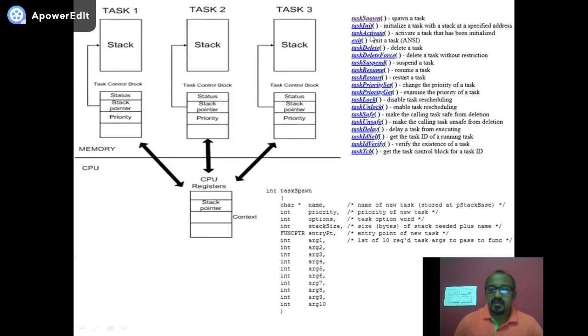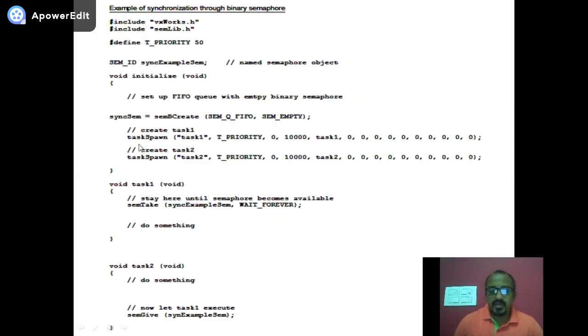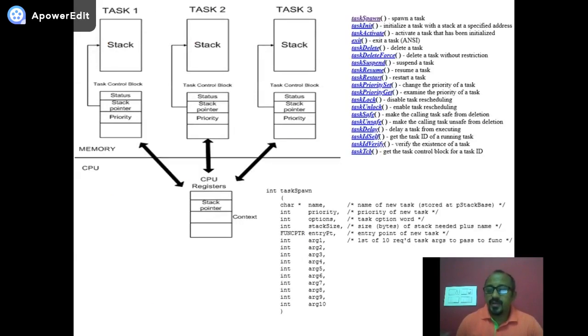So here, various key built-in functions are used. These functions are nothing but system calls. System calls mean the operating system provides these commands to invoke and get the services of the operating system.